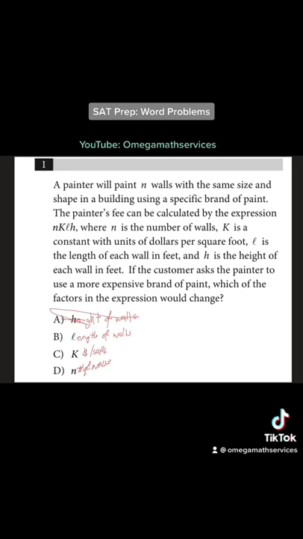Well, if it's not going to affect the height, it for sure won't affect the length of the walls. What about the number of walls we've got to paint? If I buy more expensive paint, does that mean I have to paint fewer or more walls? Well, it doesn't matter, right? Because it doesn't affect it. The only thing that changes when you buy more expensive paint is how much you're going to charge for using that paint. And in that case, our answer is K.